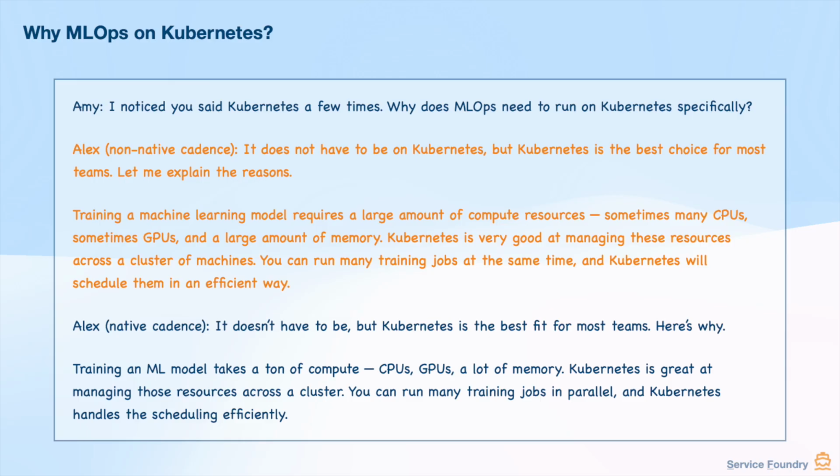Training a machine learning model requires a large amount of compute resources. Sometimes many CPUs, sometimes GPUs, and a large amount of memory. Kubernetes is very good at managing these resources across a cluster of machines. You can run many training jobs at the same time, and Kubernetes will schedule them in an efficient way.